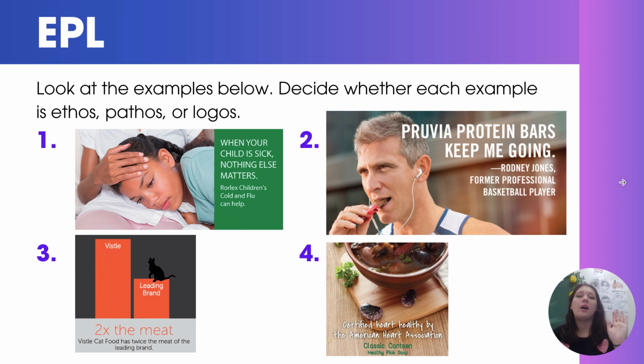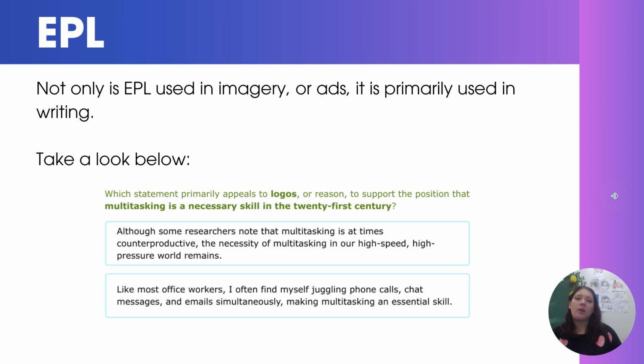And so advertisements are some of the most obvious examples of ethos, pathos, and logos because, again, these are persuasive techniques. They're trying to get you to either do something or buy something or act a certain way, and they use ethos, pathos, logos to do this. This is also primarily used in writing, which is the activity you're going to be doing for eLearning today. So take a look at the example below.